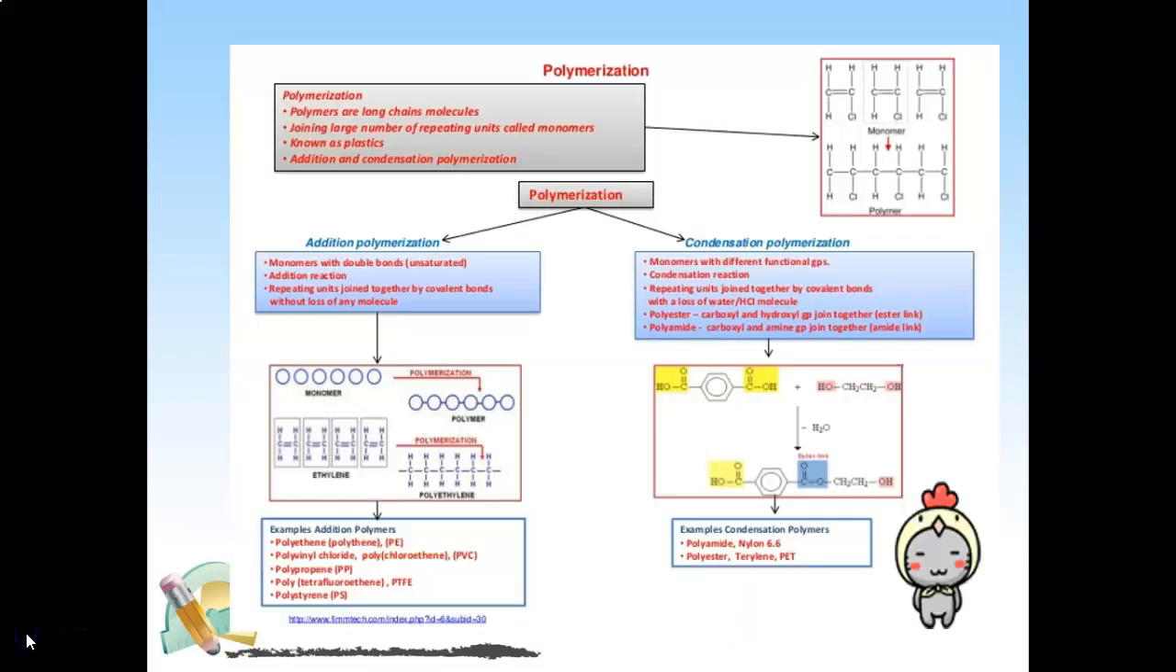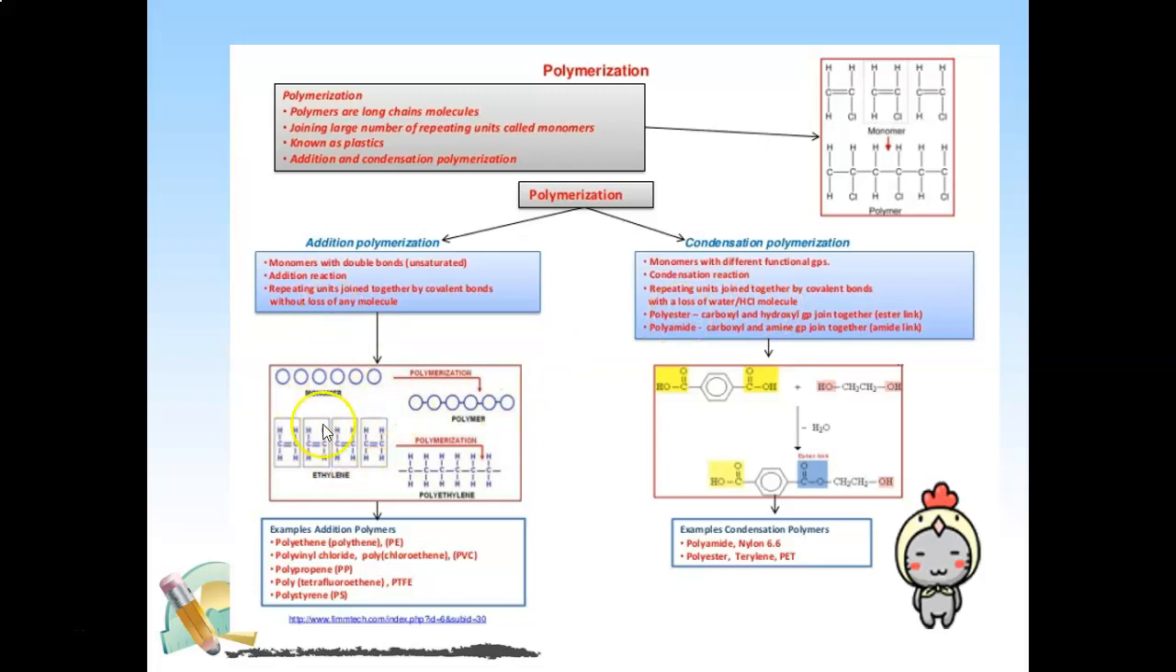Here is an overview of the polymerization process by addition and condensation. We look at addition polymerization first. Addition polymerization contains monomers with a double bond, while condensation polymerization contains monomers with different functional groups. In addition, the repeating units are joined together by covalent bonds without loss of any molecule, while in condensation, the repeating units are joined together by covalent bonds with a loss of a water or HCl molecule, and so on.